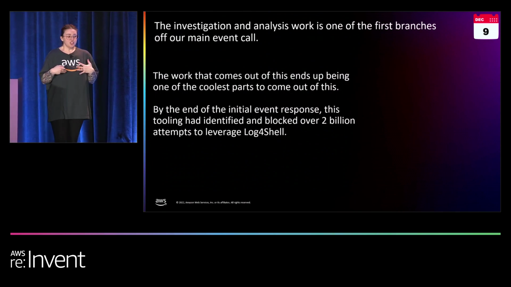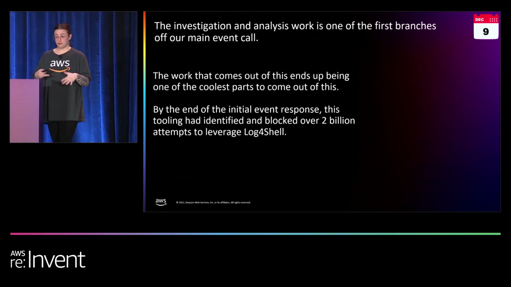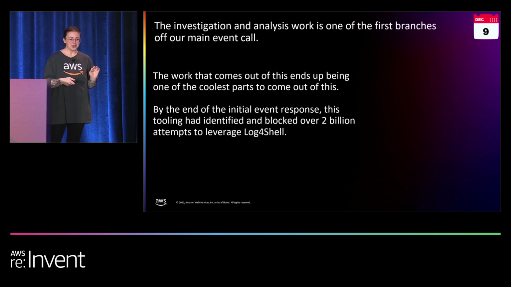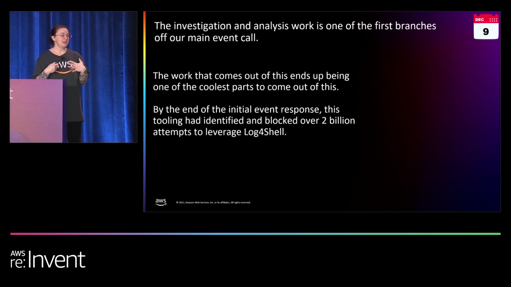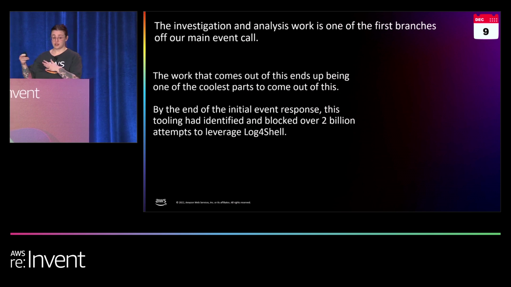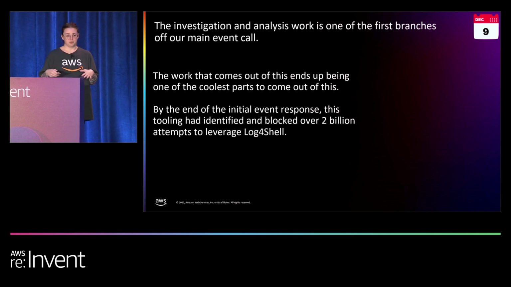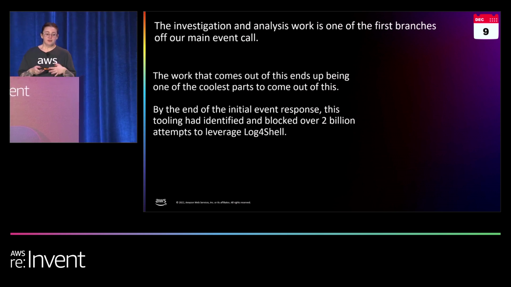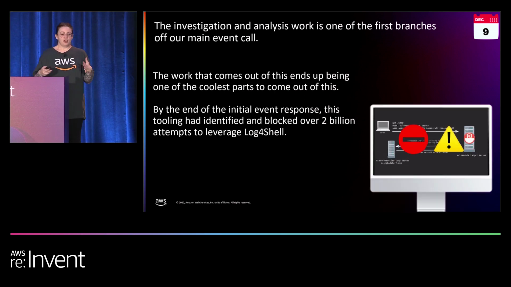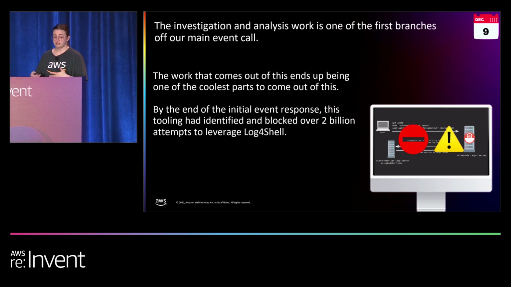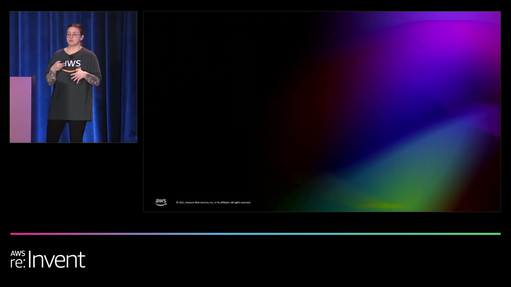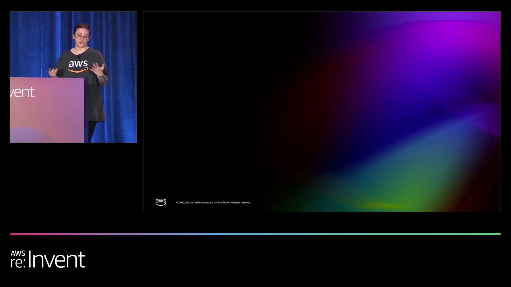This is one of the first branches off of that main call. I hope that they do a talk on this work at some point, just on its own, because it ends up being incredibly cool. By the end of the initial period of event response, this tooling, created on the fly on one of these offshoots of the main call, blocked over 2 billion attempts to leverage the Log4Shell issue against AWS services. The team was able to do this by working with things like internal Java profile data and a number of our existing threat intelligence sources, and it let us identify and proactively block traffic that might have potentially led to an exploit.